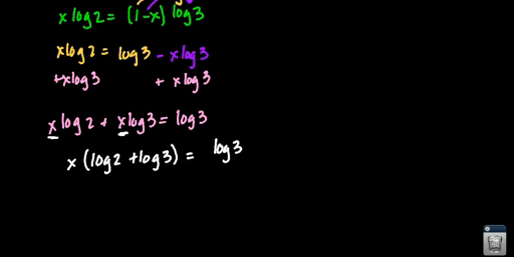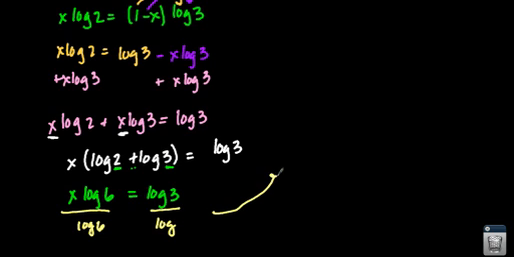One of the great properties of logs, again, is that if I have the log of the same base, the log of 2 plus the log of 3, I can multiply these together and write them as a single log. So with the same base, when you have addition, it becomes 2 times 3, which is 6. So x times the log of 6 equals the log of 3. My last step here is to divide the log of 6 off.